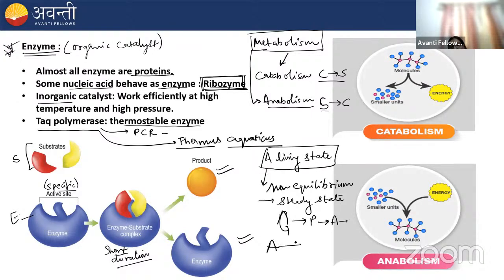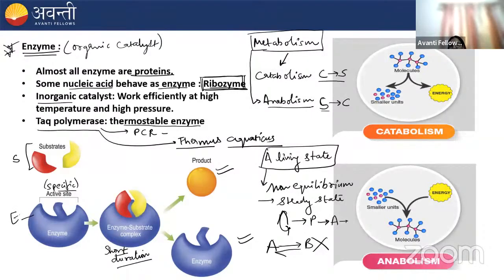If A molecule is converted to B, the B will convert again to A. This is what we call equilibrium. Like A is converted to B and B is again converted to A. But in the living state, this reaction does not take place. Equilibrium does not occur in the living state, because glucose is converted to pyruvate.